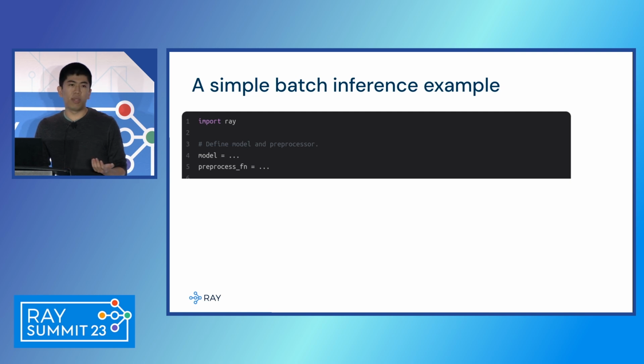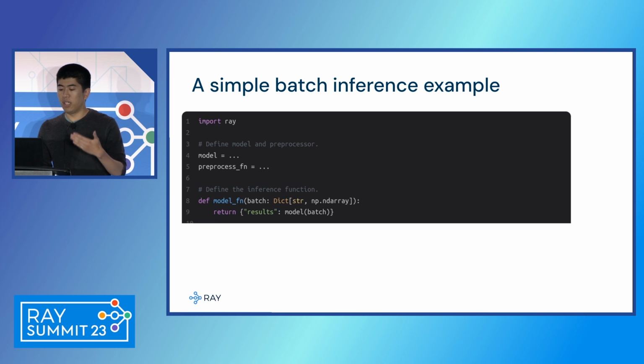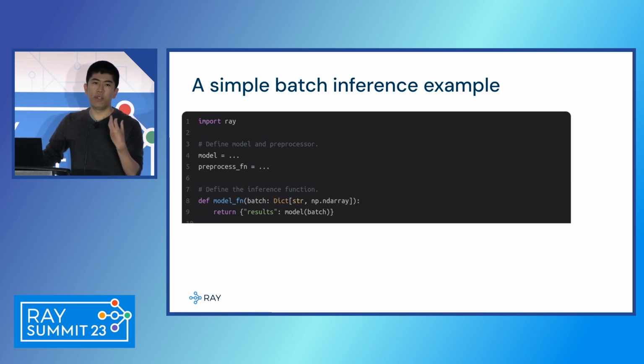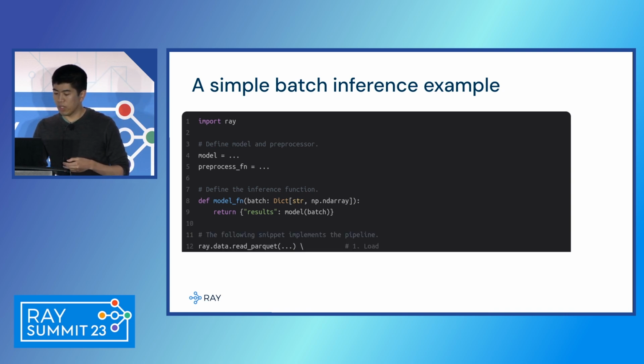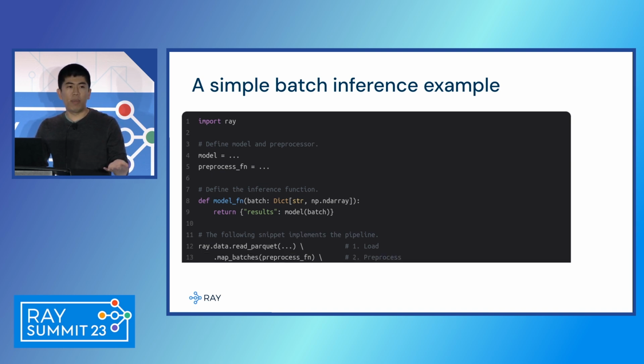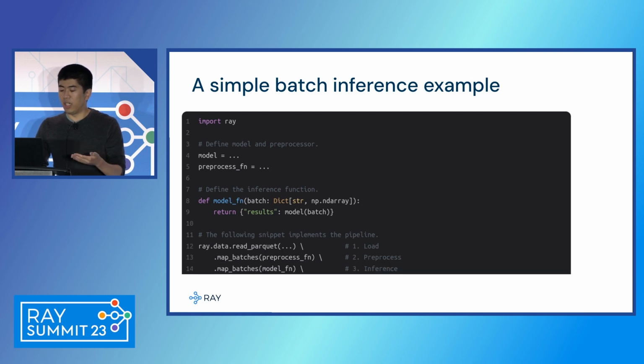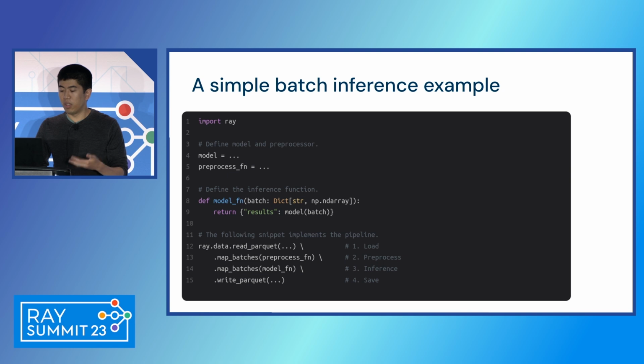And in code, it would look something like this. You define your model and preprocessing function and some inference function. Here I'm going to flesh this one out. In Ray, these UDFs take in some numpy arrays and produce some numpy arrays. So all this function is doing is calling a model and returning the outputs. And I can build my data pipeline. I could use Ray data read parquet to load the data. I use a map transformation with that preprocessing function, and then do that inference function before saving my data.